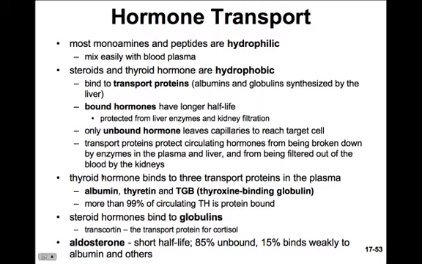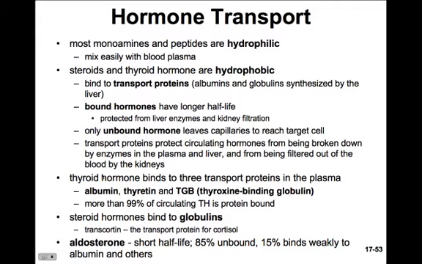The bound hormones have a longer half-life because they're protected from the enzymes of the liver and from kidney filtration by their association with these large globular albumins and proteins. However, it's only unbound hormones that can leave the capillaries to actually reach the target cell.